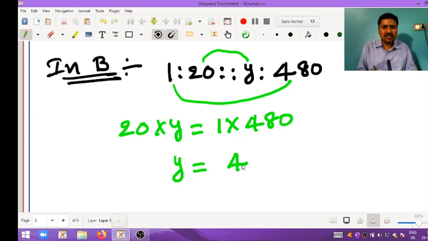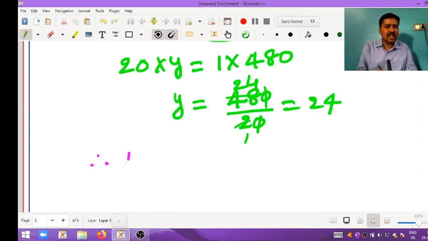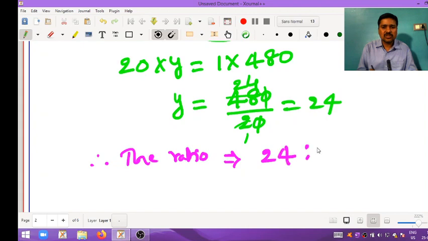So 480 divided by 20 is equal to 24. So the number of officers in company B is equal to 24. So what is the ratio of officers and workers? 24 is to 480. That means for 24 officers there are 480 workers.